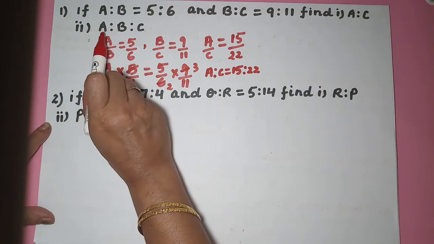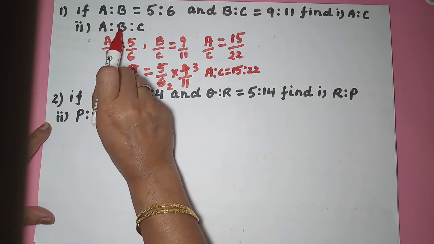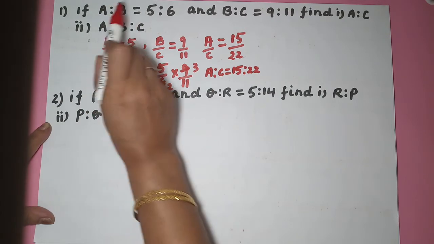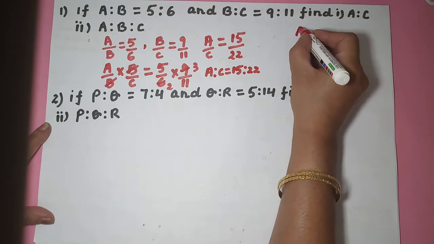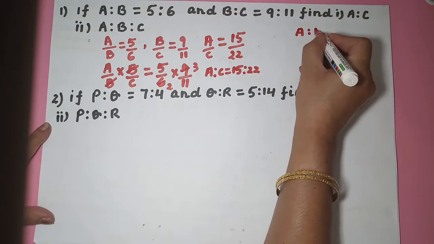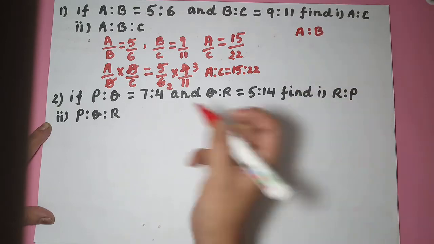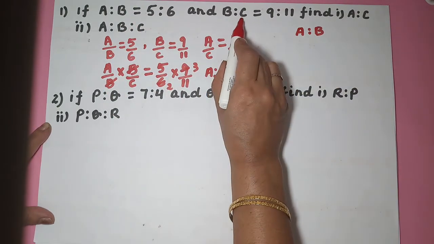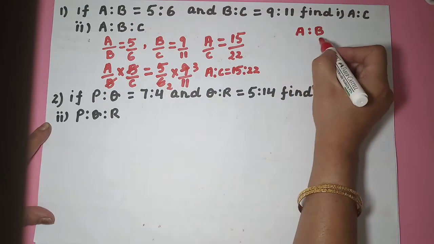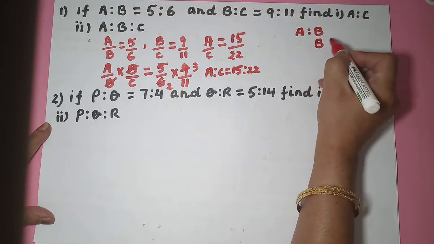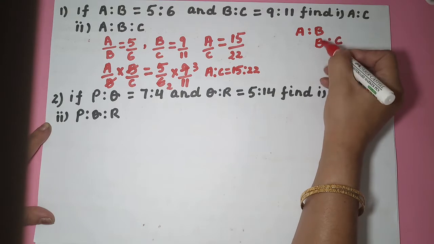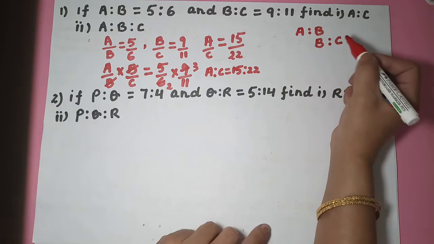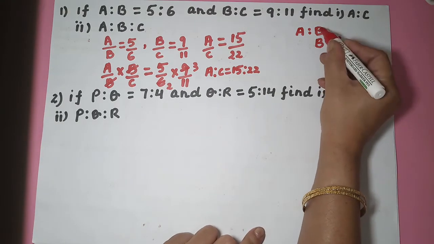Now for the second part, we have to find A is to B is to C using these two. So see how we do it. We first write A is to B. Right? Now second one is B is to C. So just below B, we will write B is to C. Now B is same here. We will try to make the B term same. We'll try to find the LCM of B term.